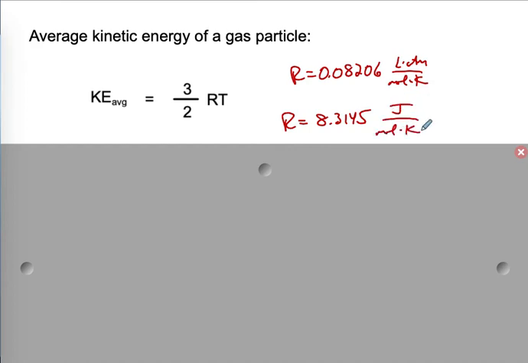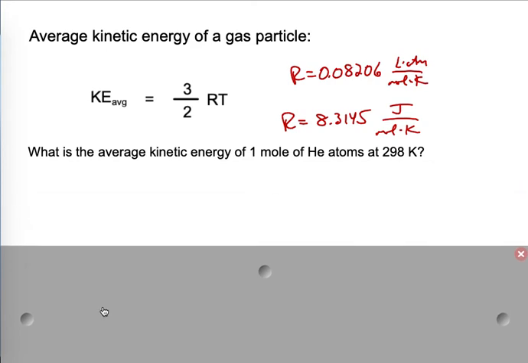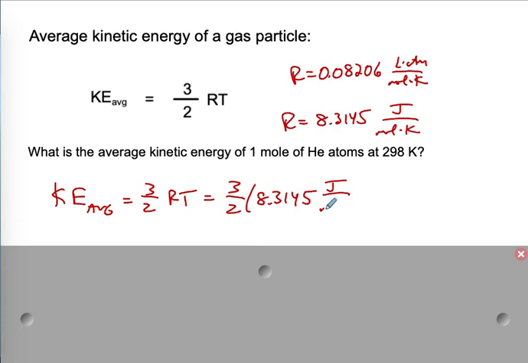It turns out that R pops up all over the place in physical science. We will see R later in the course quite a bit, and we will see that if we want it in units of joules per mole Kelvin, we want to use a value of 8.3145. So, to calculate the kinetic energy, for example, of 1 mole of helium atoms at 298 Kelvin, I'll simply use my equation. The average kinetic energy is 3/2 R times the temperature, 3/2 times 8.3145 joules per mole Kelvin, times my temperature of 298 Kelvin.